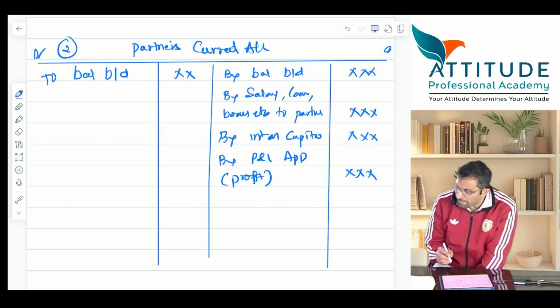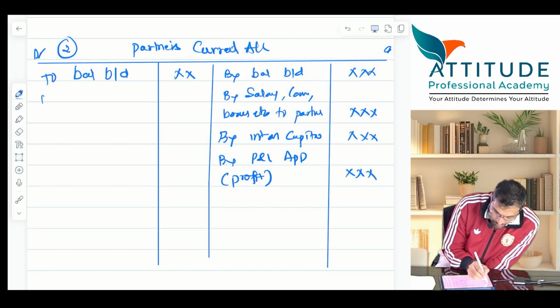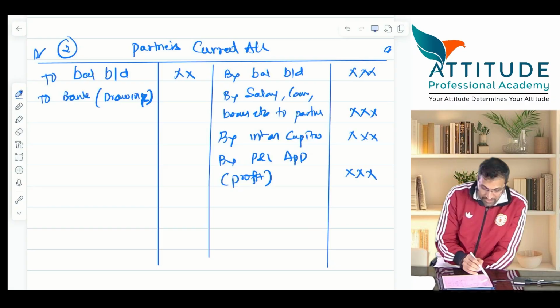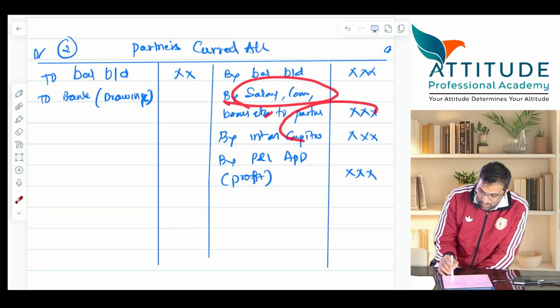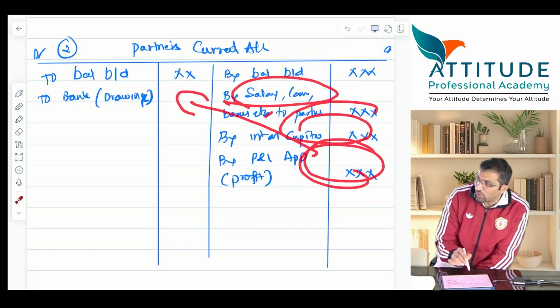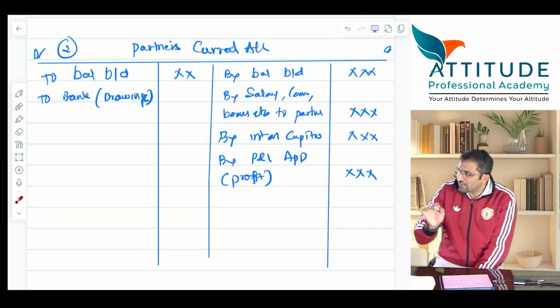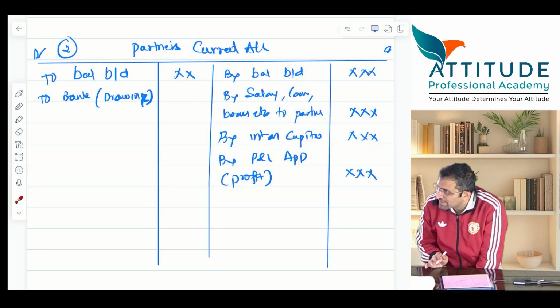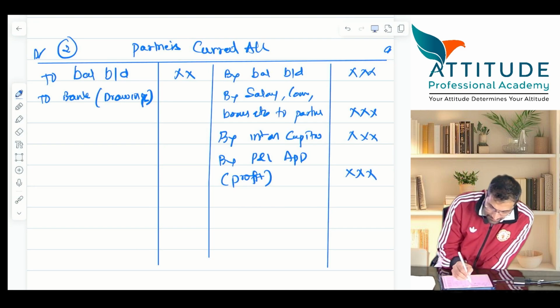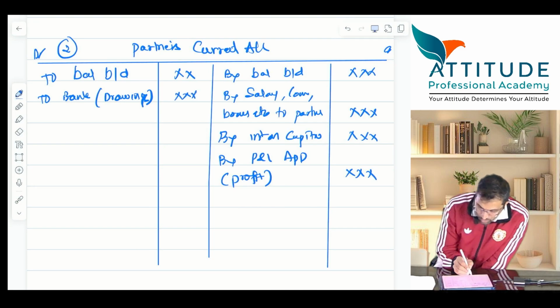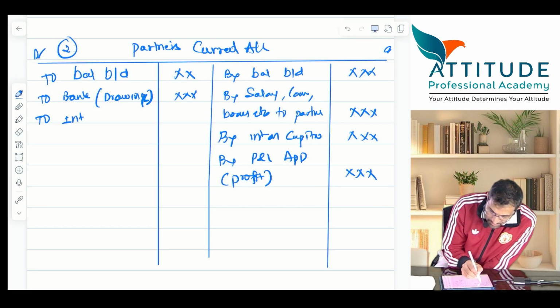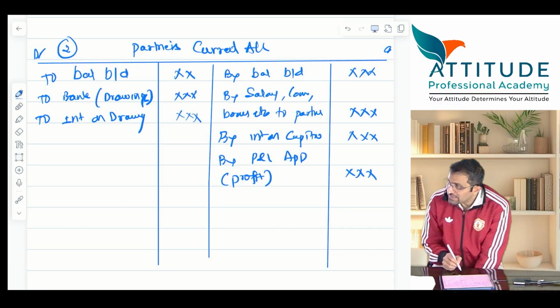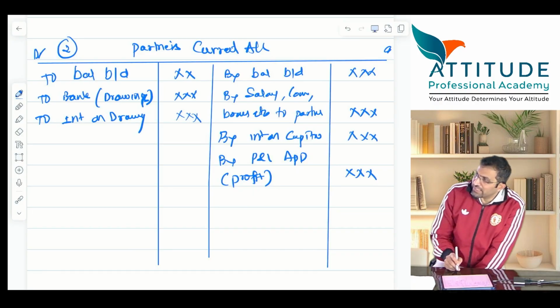Is that clear? Then इधर to bank, drawings. Drawings means not withdrawal of capital. Capital withdraw नहीं कर रहे हो. ये जो salary, bonus, interest and capital and profits, this is what you are withdrawing. This is not withdrawal of the core capital. Withdrawal of the profits and salary and commission. Is that clear? So इधर आएगा. Then to interest on drawings, इधर आएगा. Is that clear? Any difficulty?